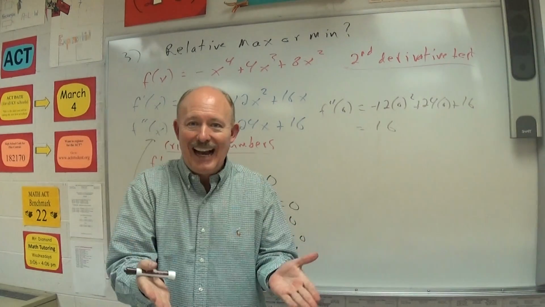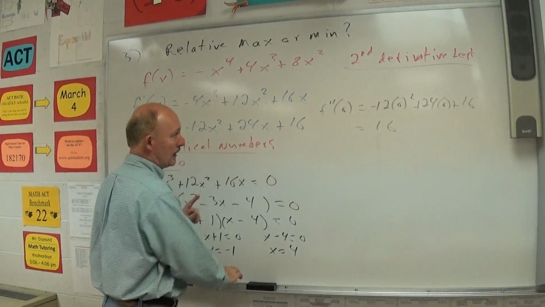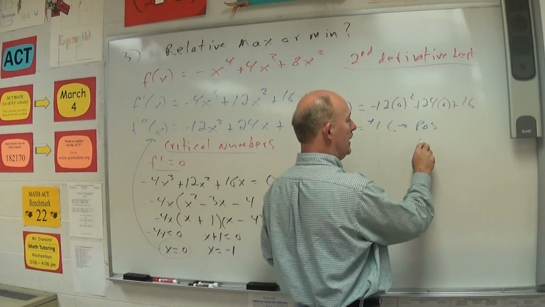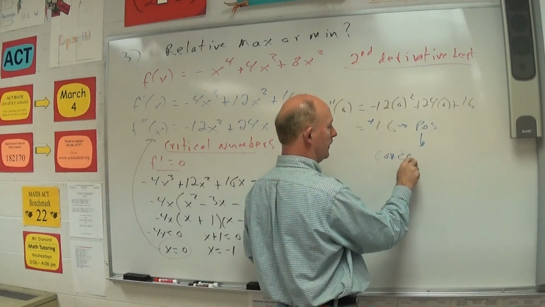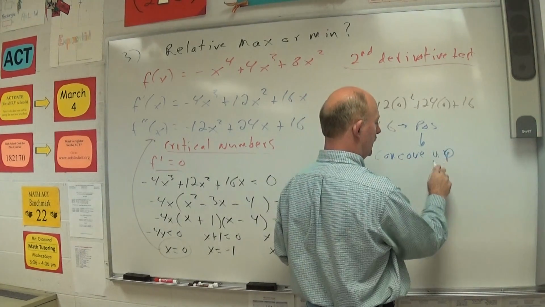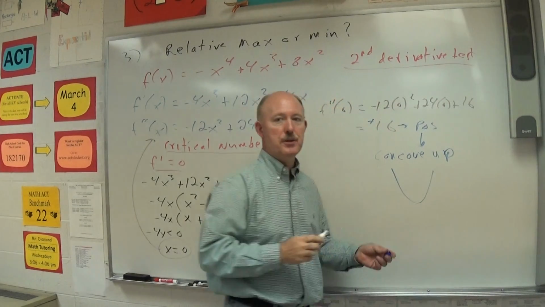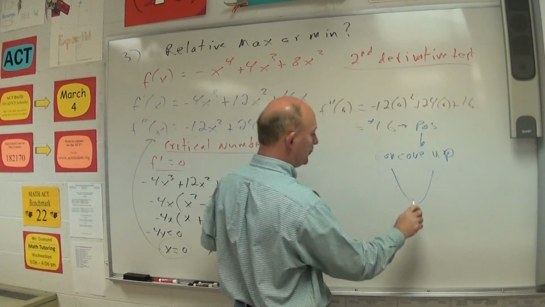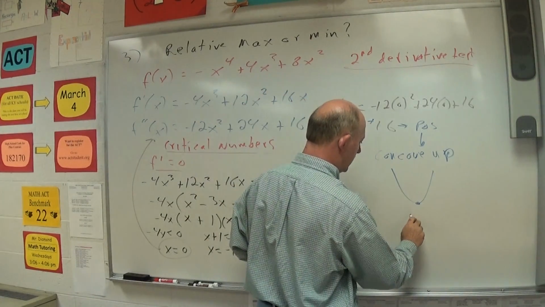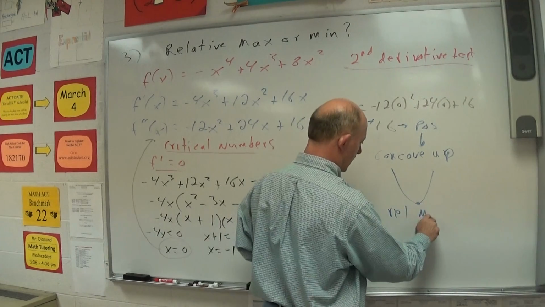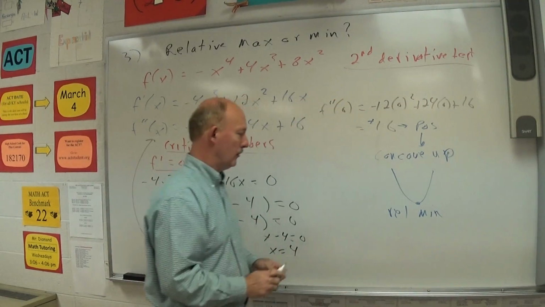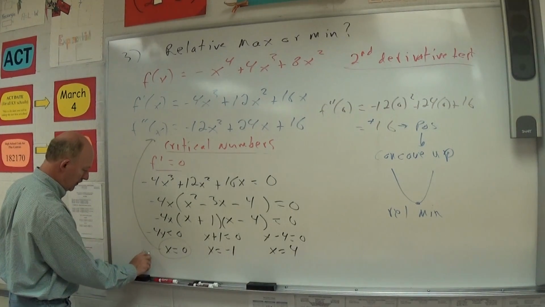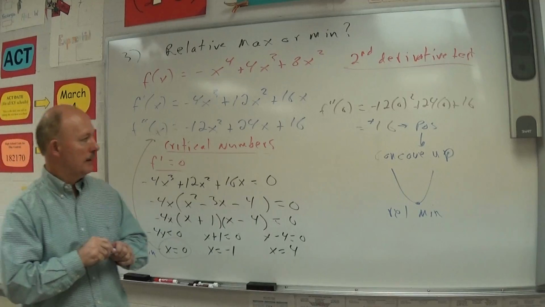Now, keep in mind, the actual number doesn't matter. What really matters is the fact that this is a positive 16. So this is positive, and that tells us this is going to be concave up. Concave up means the curve will do this. It's going to smile. That means at x equals 0, we're talking about a relative minimum value. So x equals 0 is a relative minimum. See how that's going to go?